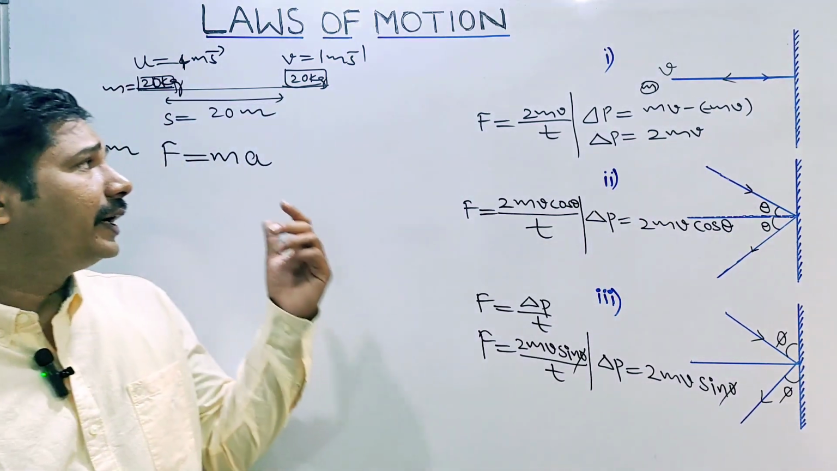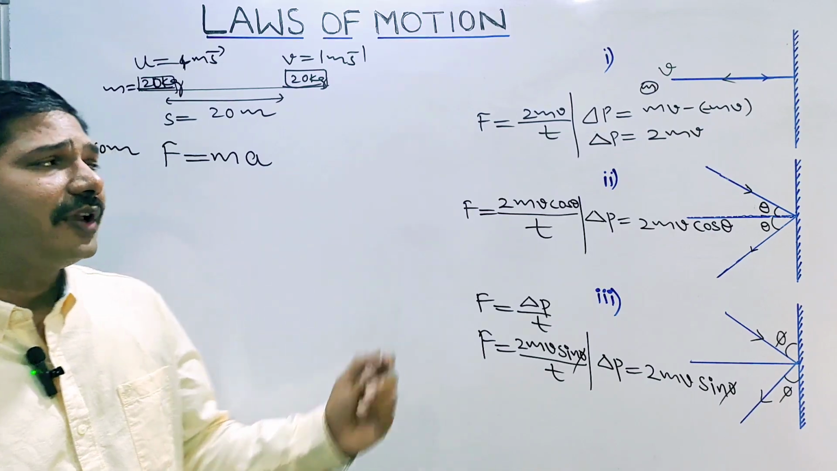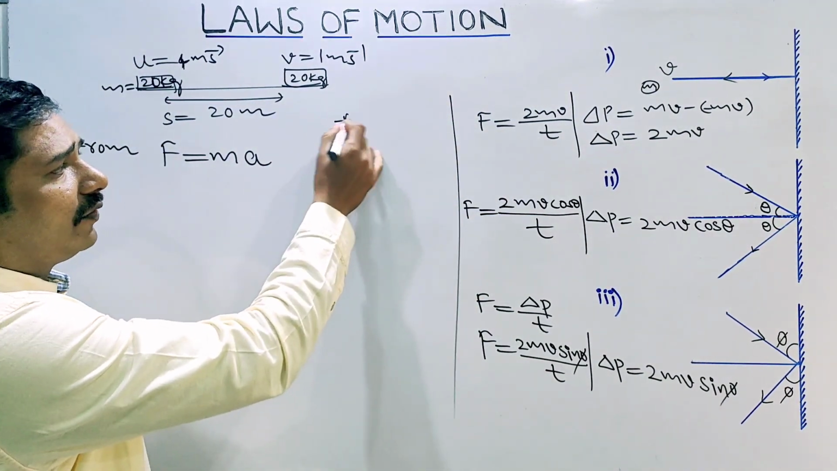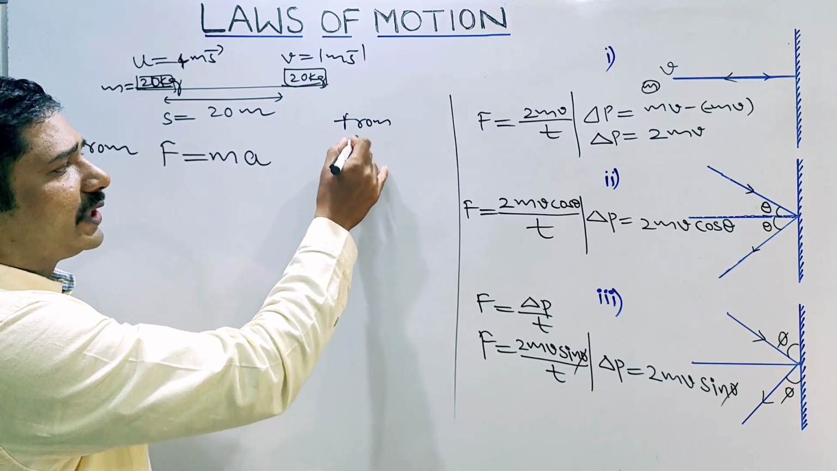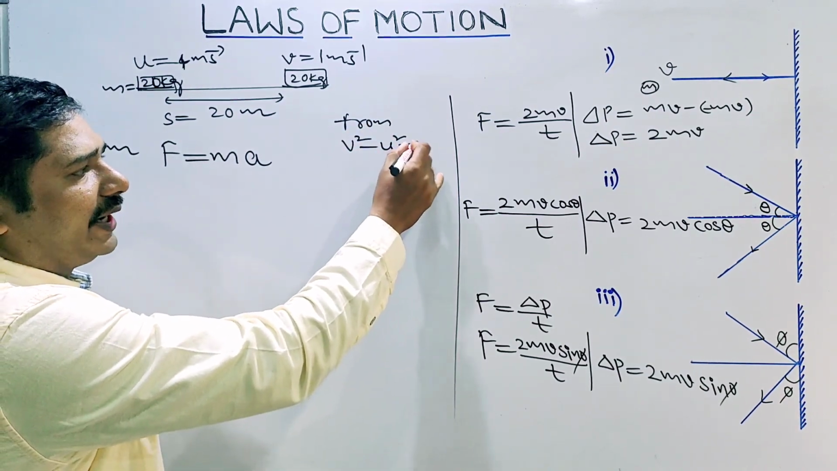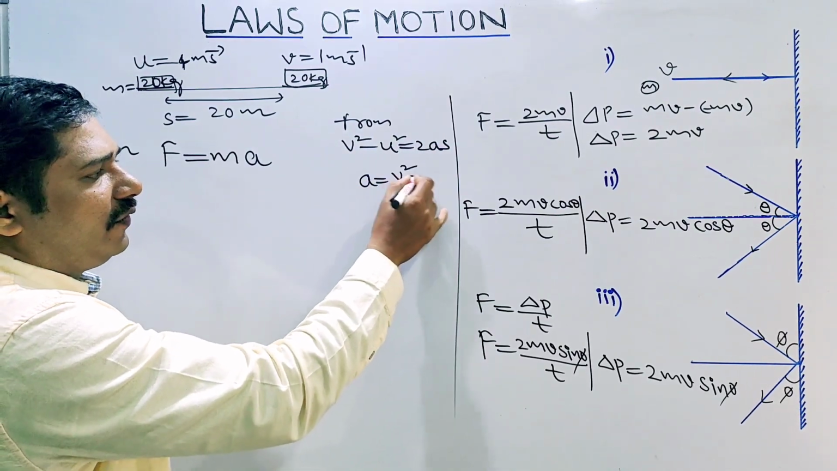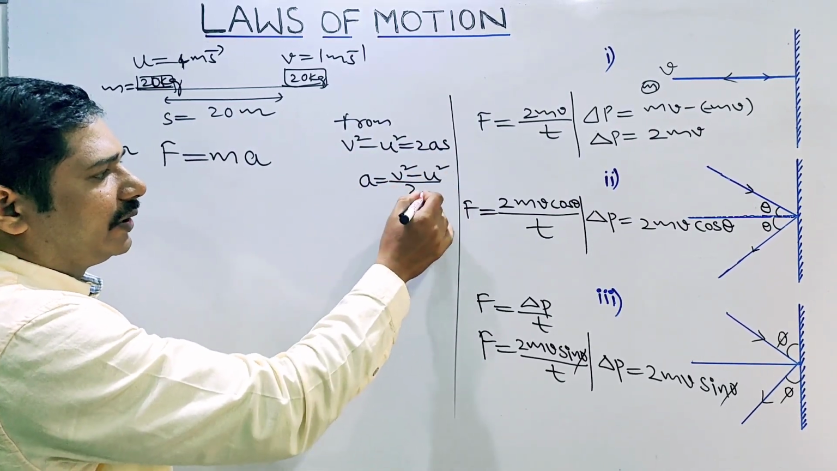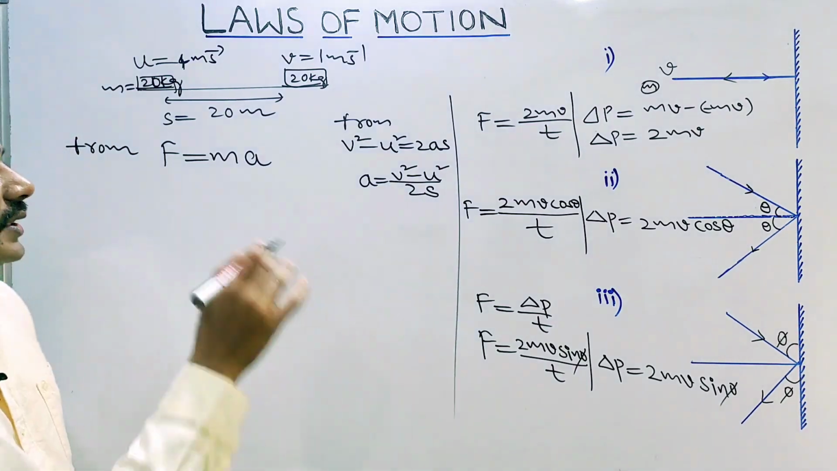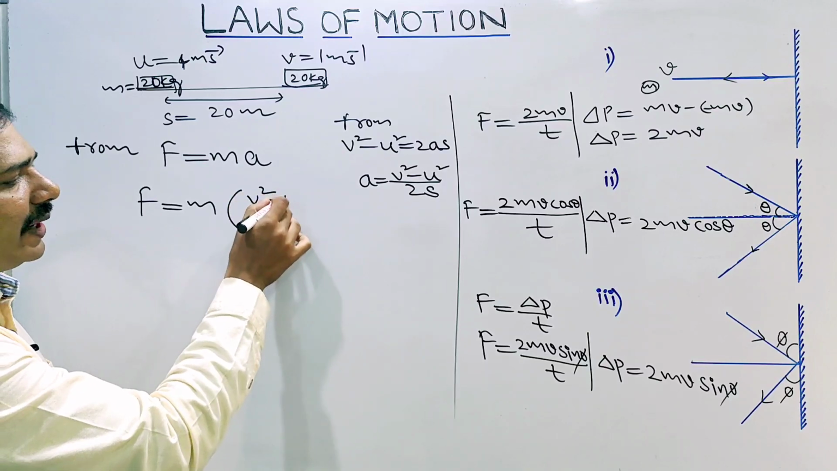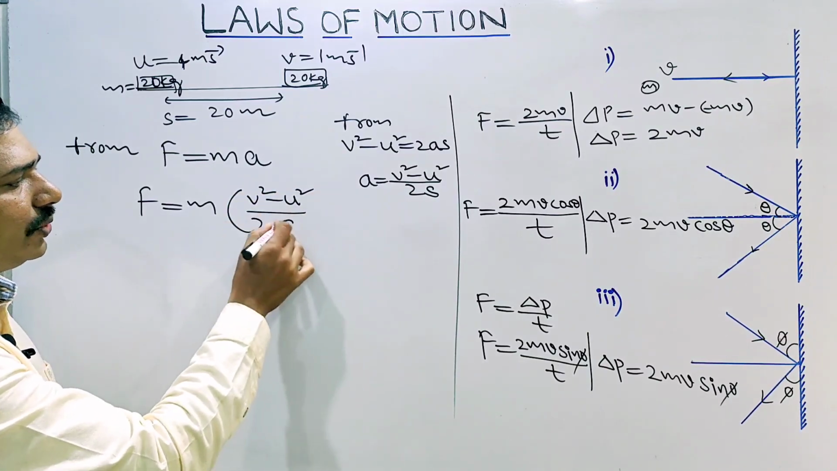Here I am taking the third equation, v square minus u square equal to 2as. From this, acceleration is v square minus u square by 2s. Substitute here: F equal to m into v square minus u square by 2s.